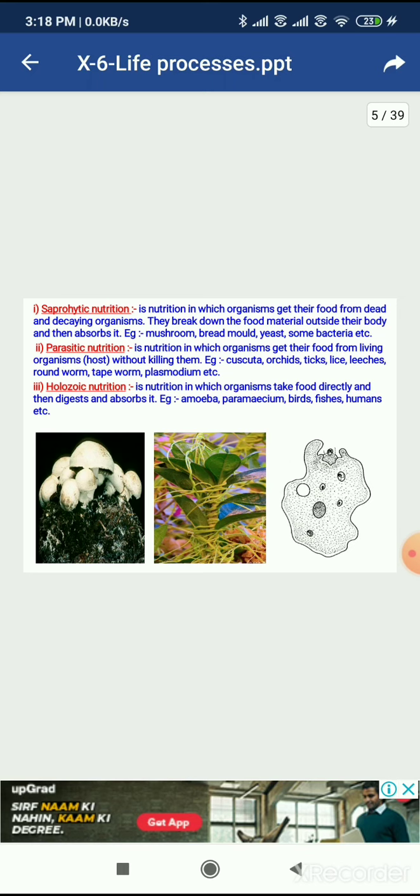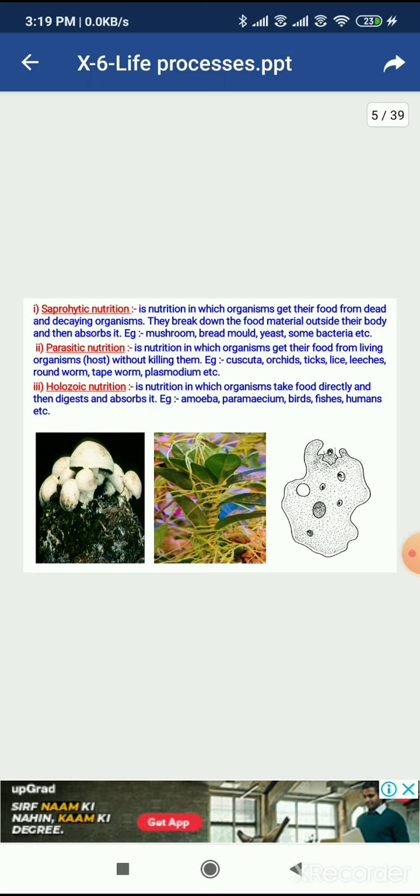They break down the food material outside their body and then absorb it. For example, mushroom, bread mold, yeast, some bacteria, etc. So in this nutrition, organisms feed on dead and decaying organisms. So they are basically important for cleaning our environment.